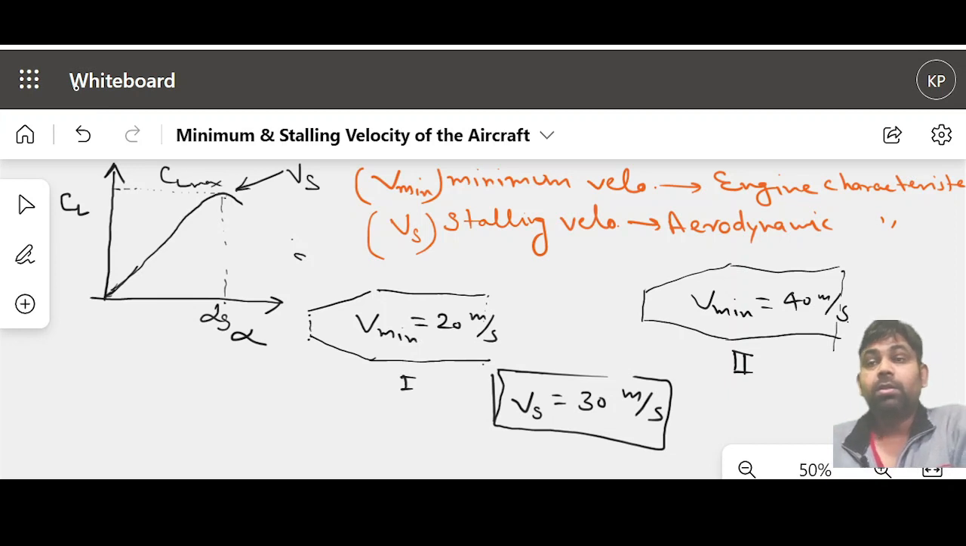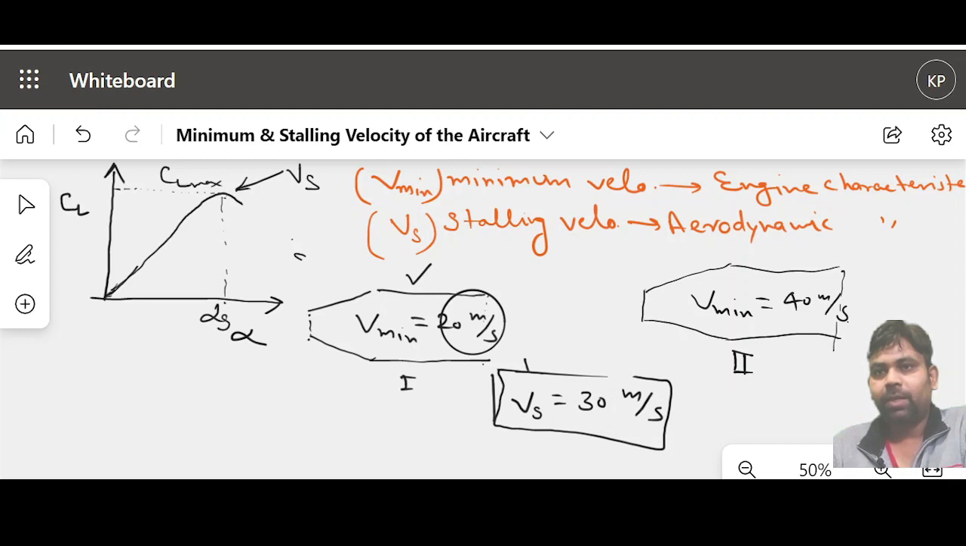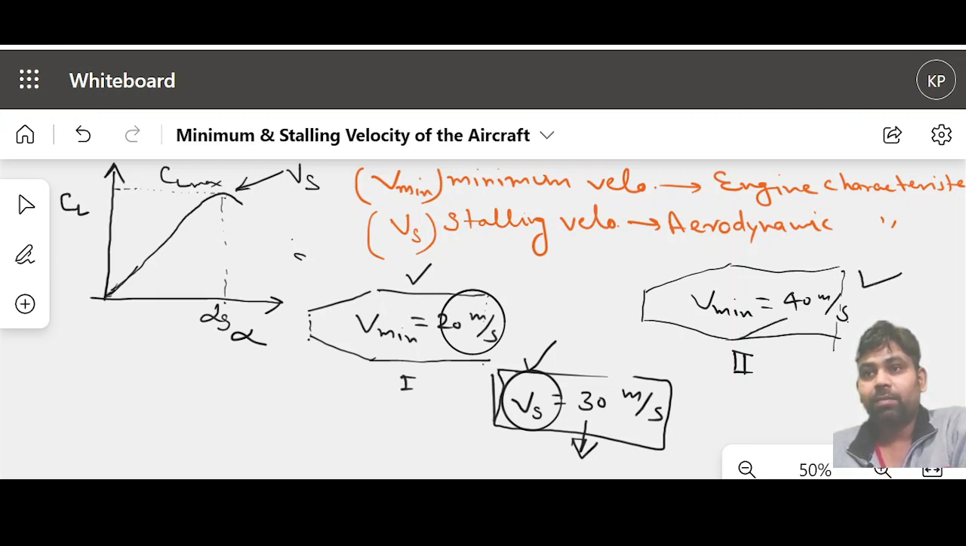Is it okay? So now the question is, if we are using this first engine in our aircraft, can we fly with the minimum velocity that is given by the engine, 20 meter per second? No, because the aerodynamic foundation is there, that is stalling velocity. Because if we go less than this velocity, then we cannot fly in the air, because stalling velocity is the minimum velocity necessary for the aircraft to sustain in the air. And in this case, the minimum velocity is 40 meter per second. So we never fly to the stalling velocity in this case, because the engine allows up to 40 meter per second only.